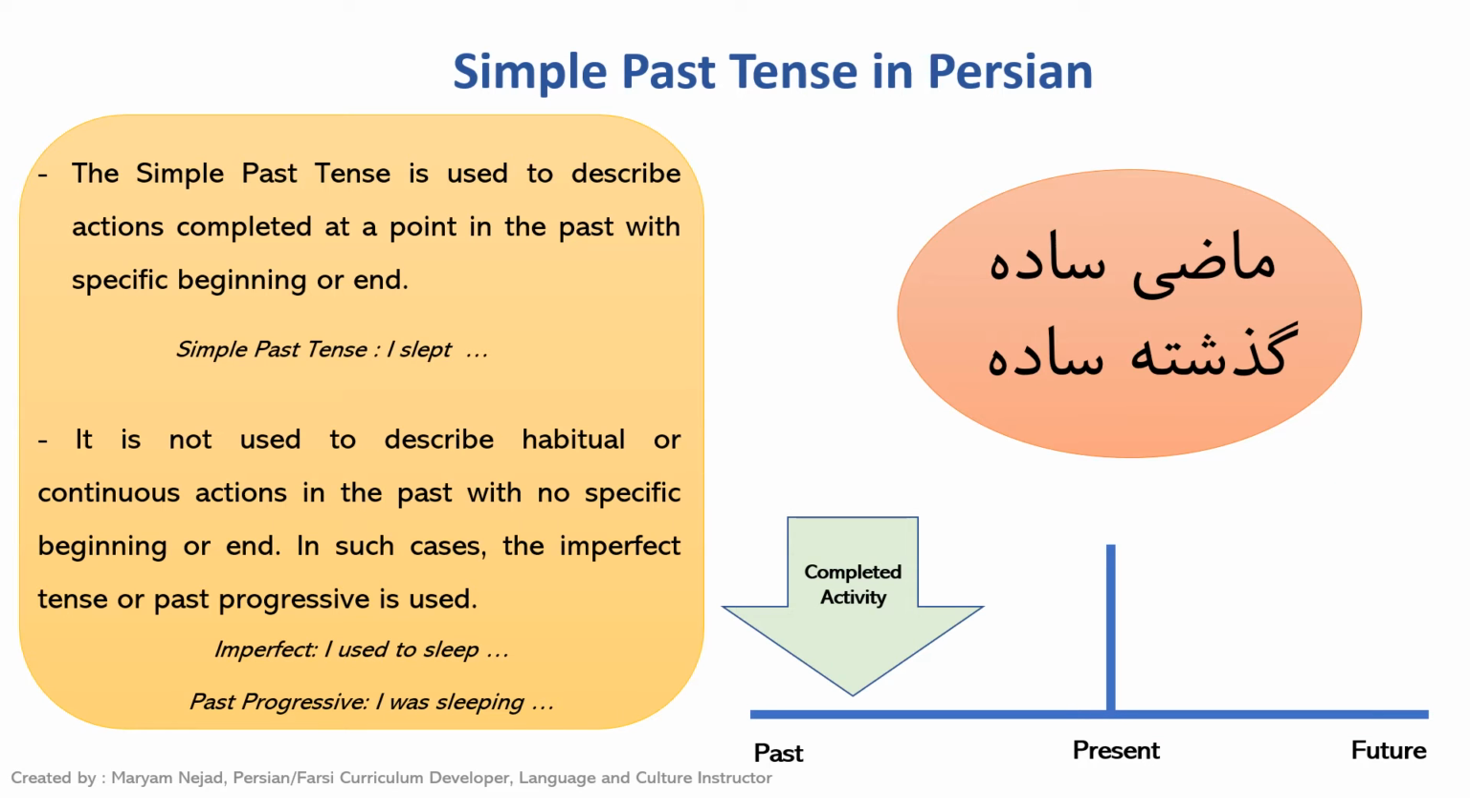Simple past, which in Persian is called either ماضی ساده or گذشته ساده, is used to describe actions that are completed at a point in the past. They have a specific beginning and ending. For example, I slept. If we want to describe habitual or continuous actions in the past, then other tenses are used, which we will learn later.